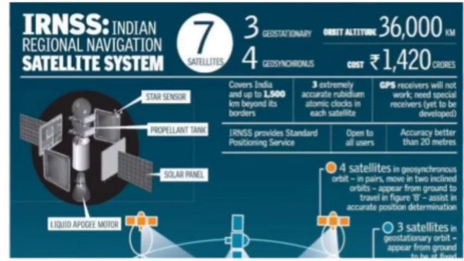1,420 crores was covered by India, with coverage up to 1,500 kilometers beyond its border. The fourth satellite is in geosynchronous orbit, moving in two inclined orbits, where three satellites in geostationary orbits appear from the ground to be at a fixed location in the sky.